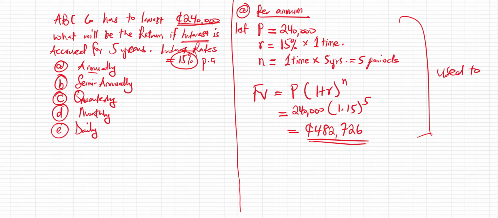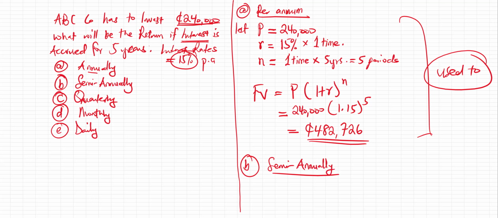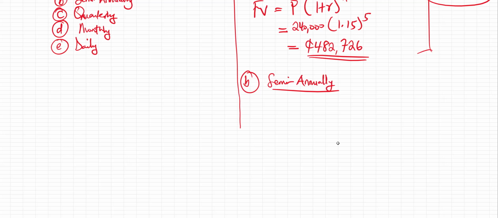Okay, very easy. Now, what if interest was assigned semi-annually? If interest is assigned semi-annually, every 6 months, it means how many times will we pay interest? Twice. We'll pay it twice in a year. So it means that our principal, let P be equal to still 240,000.